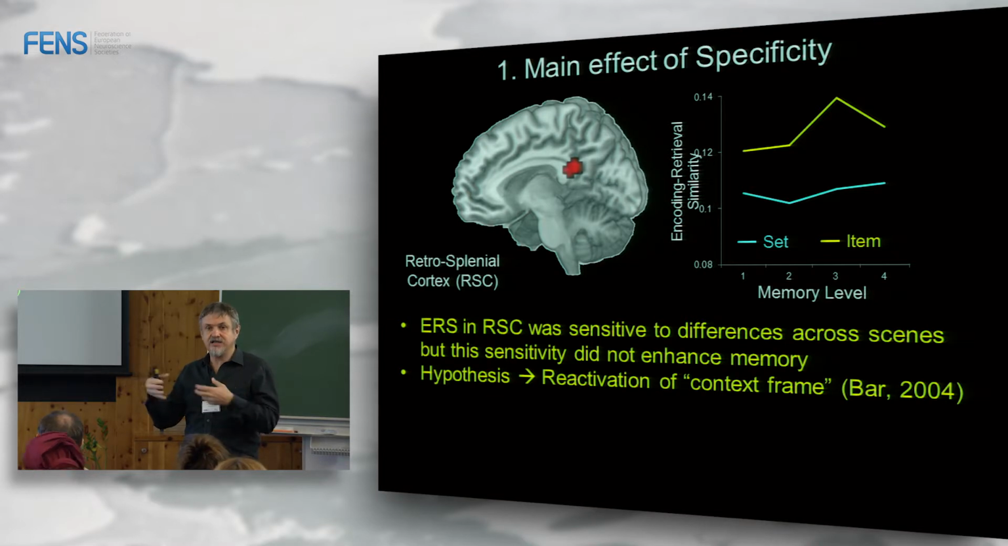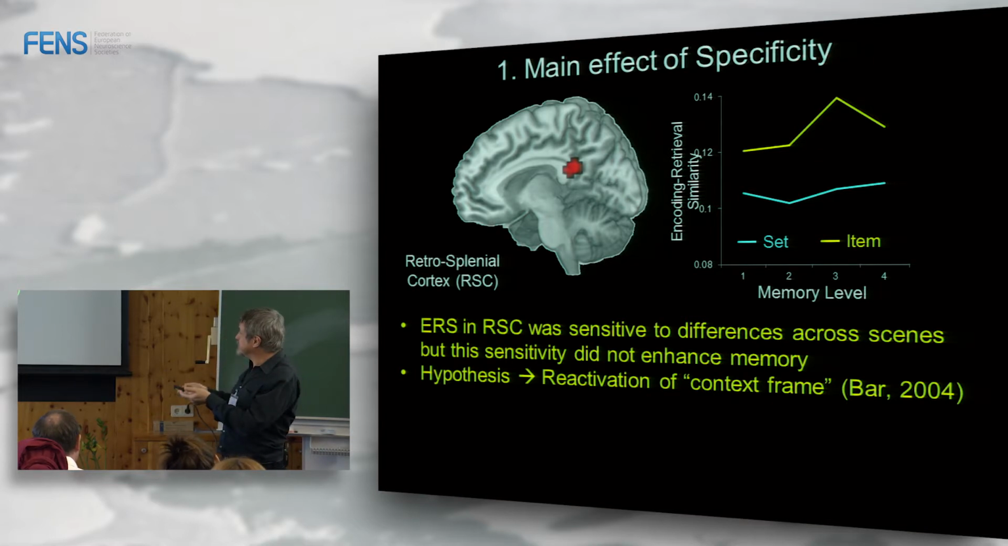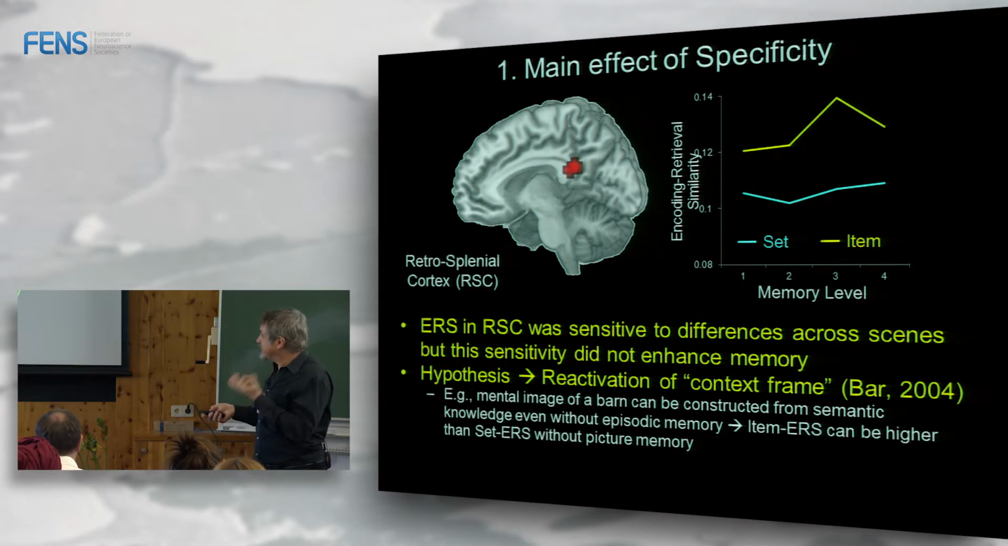I mean, as you know, we have a concept of a car, a concept of a dog, and a concept of a table, but we also have a concept of a classroom, a concept of scenes. And according to Moshe Bar, this network that includes the parahippocampal cortex and retrosplenial cortex is mediating that context frame representation. So that fits very well with that.